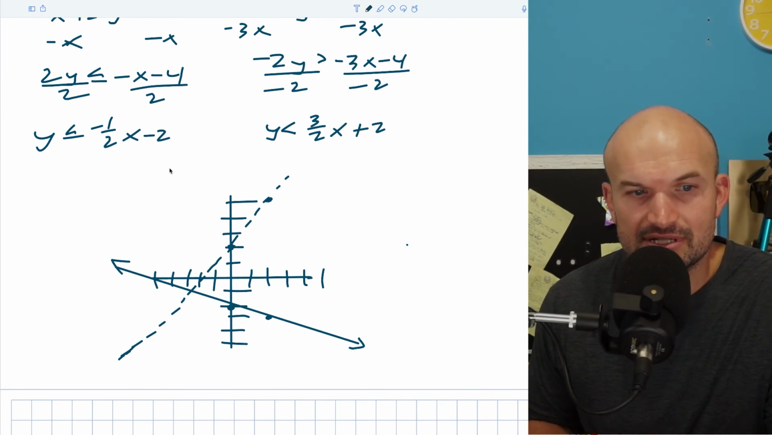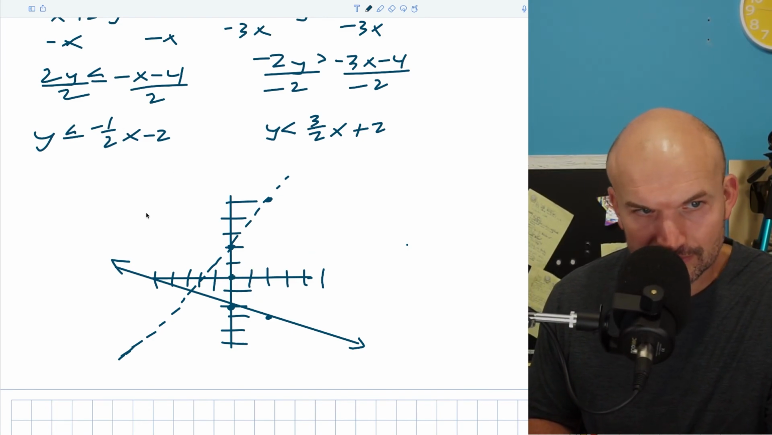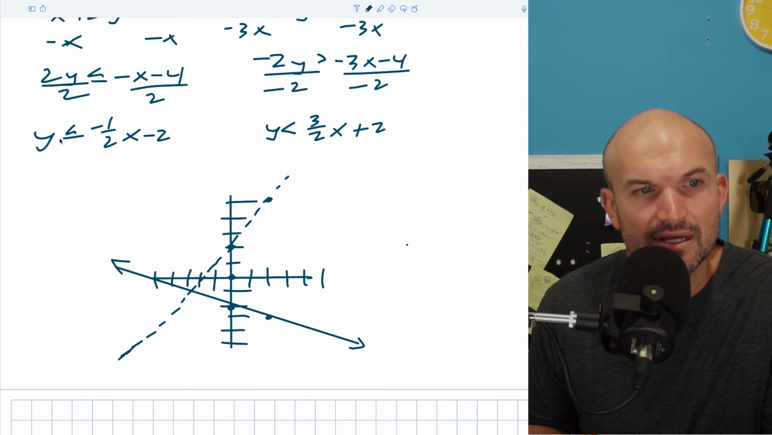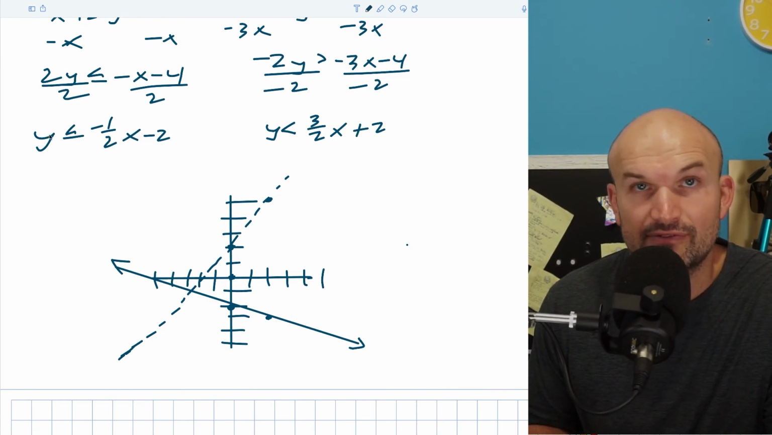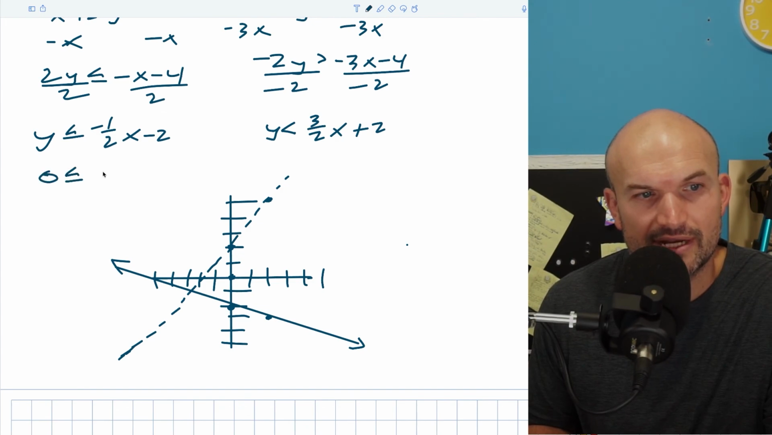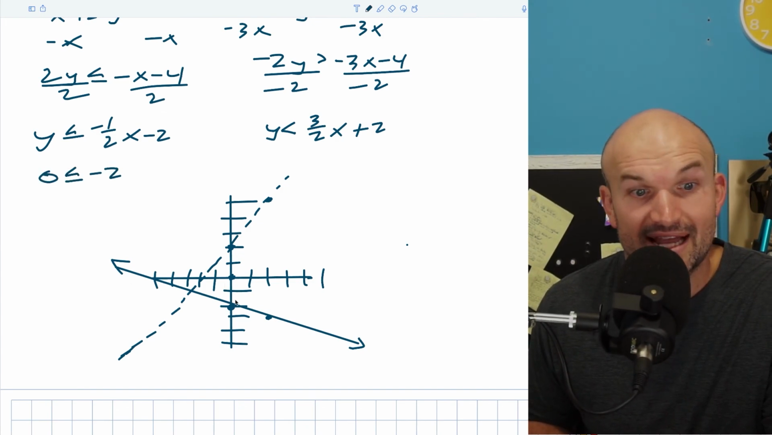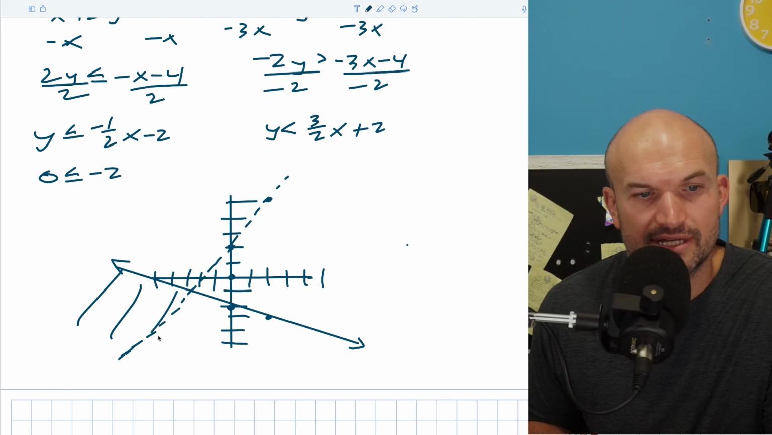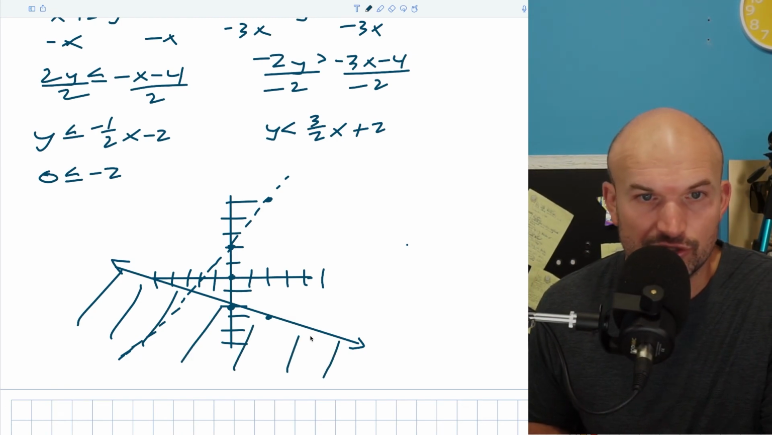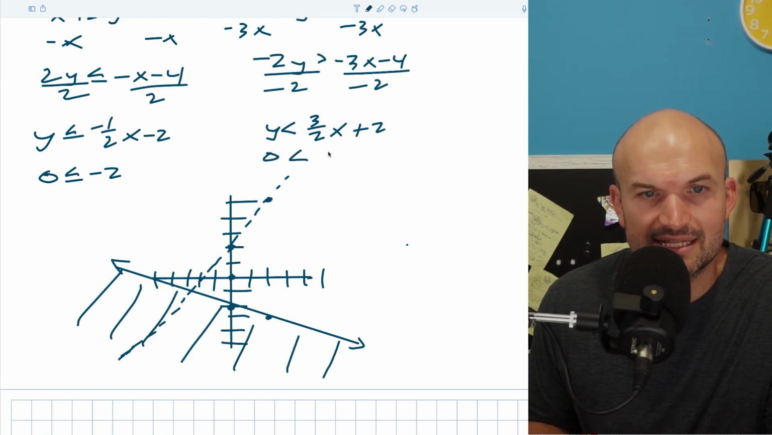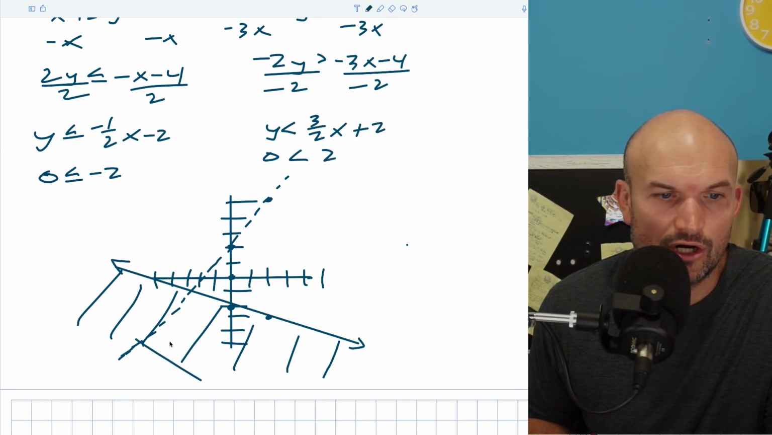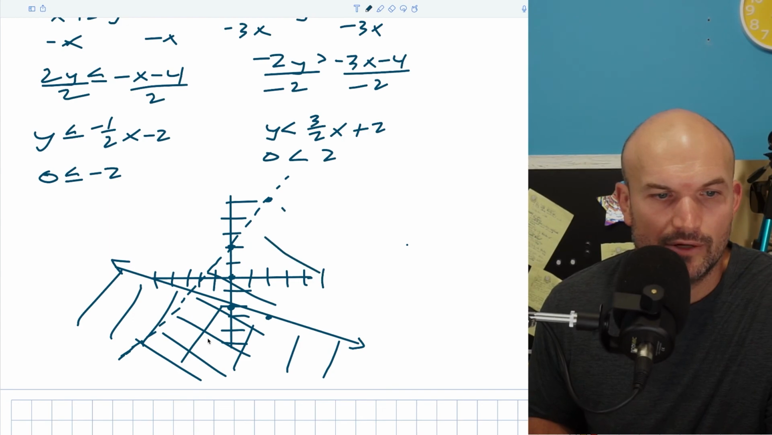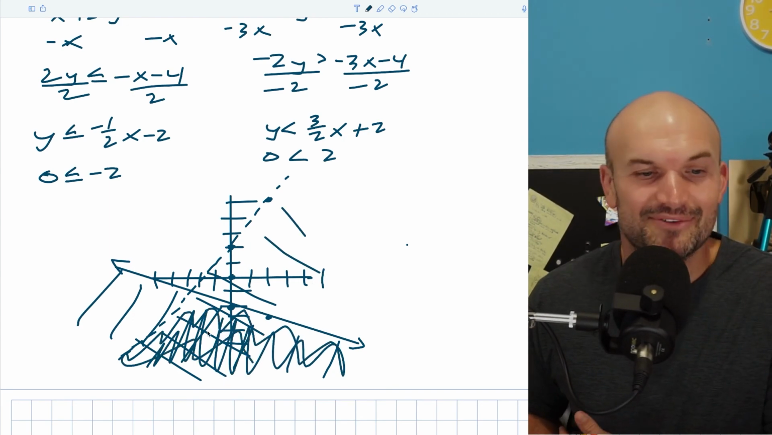All right, so now let's use a test point. I'm going to use 0, 0, since both lines don't go through 0, 0. So 0 is less than or equal to -2, right? If I plug 0 in for x and y, I get 0 is less than or equal to -2. That is false. So therefore, all the points below the line are going to be true. And then here, 0 is less than 2. That is true. So that means both inequalities work. Therefore, the solution region is going to be from right there to right there.